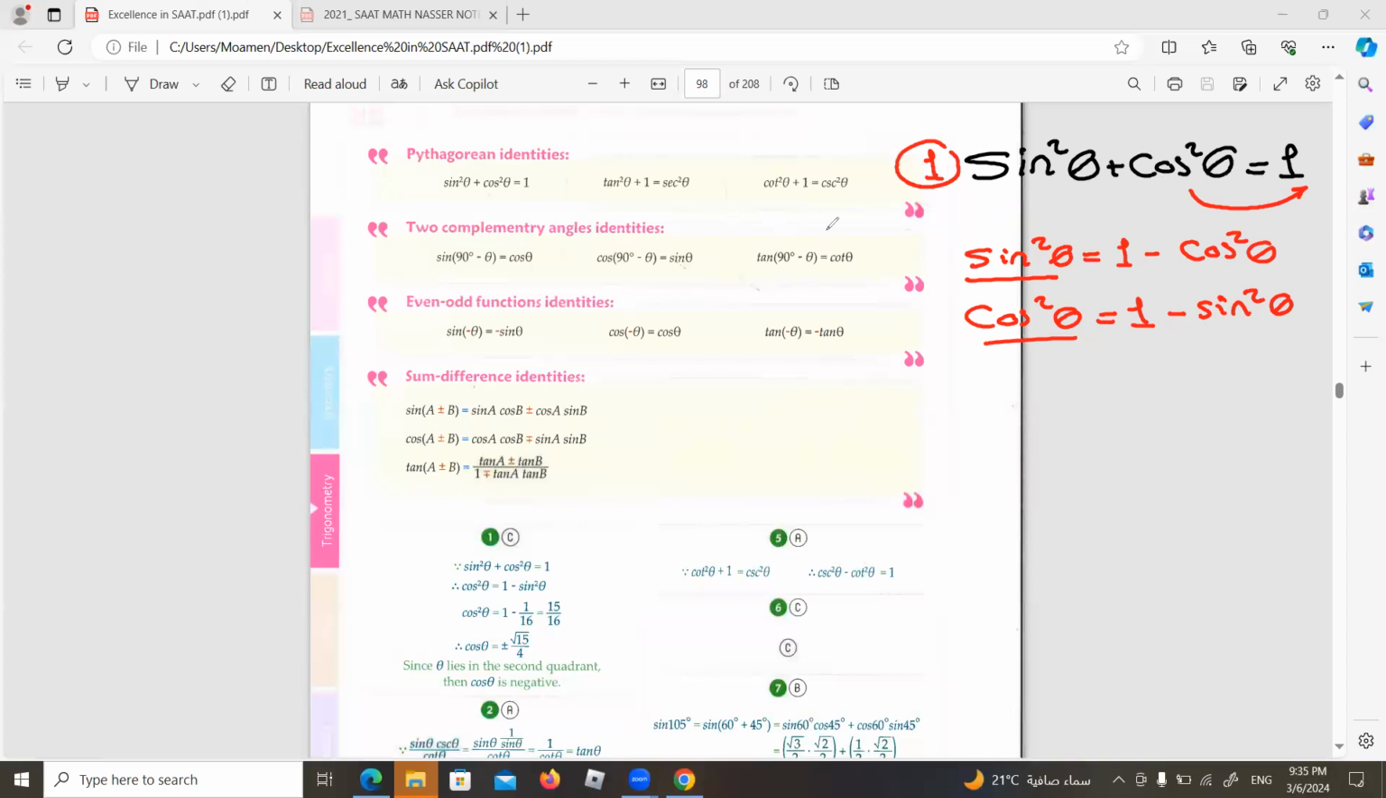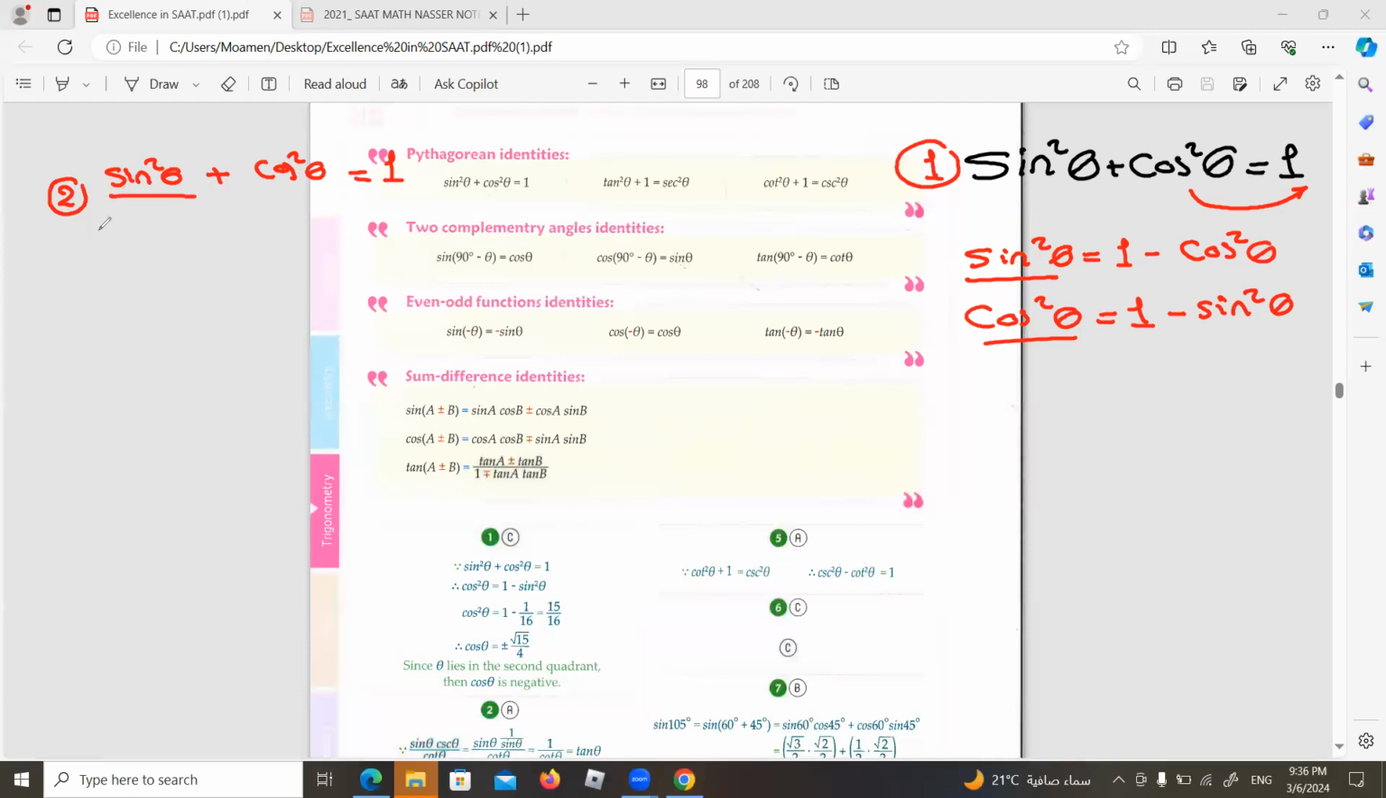I'll take the original equation. What is the original equation? Sine squared plus cosine squared equals 1. First, I'll divide the whole equation by sine squared, and then divide the whole equation by cosine squared. So I'm going to get the rule number 2: sine squared theta plus cosine squared theta equals 1.